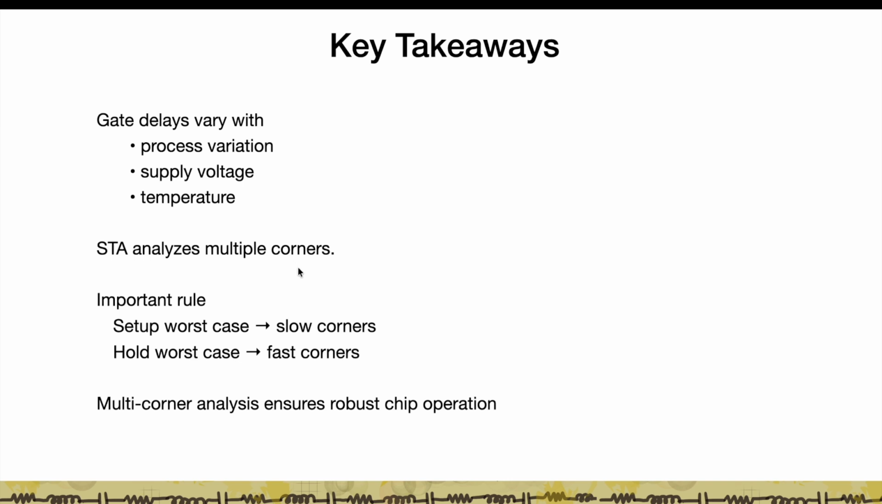The rule worth memorizing: setup worst case is at the slow corner, SS, which is slow process, low voltage, high temperature. Hold worst case is at the fast corner, FF, which is a fast process, high voltage, low temperature. A chip is only timing clean when setup and hold pass at every corner. A pass at TT but a failure at SS or FF is still a failing chip.